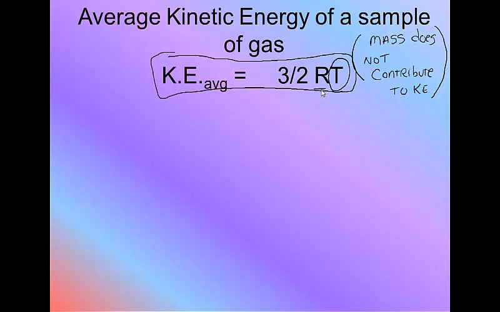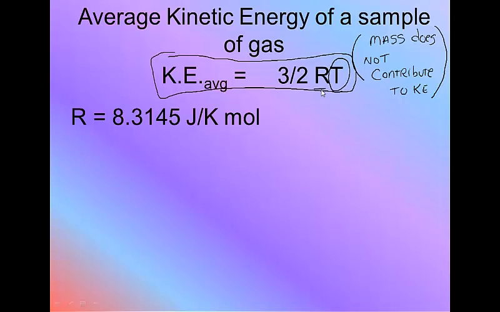Now, R is going to be a different R than the 0.08206 liter atmosphere per mole Kelvin. Why? Because we're talking energy. You need an R that's energy units. 8.3145 joules per Kelvin mole. And the other one gets converted.